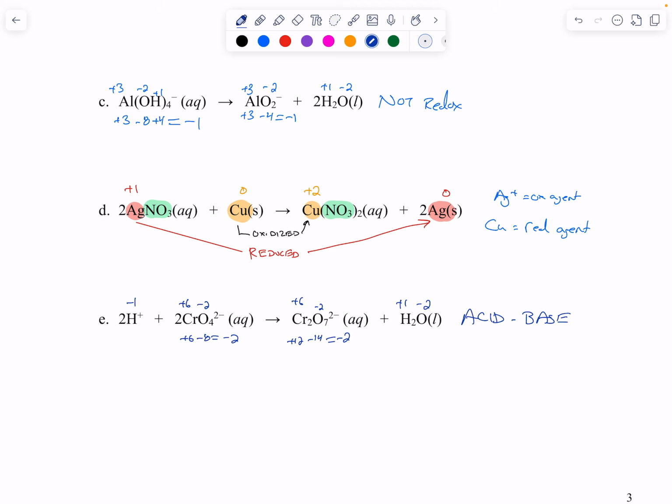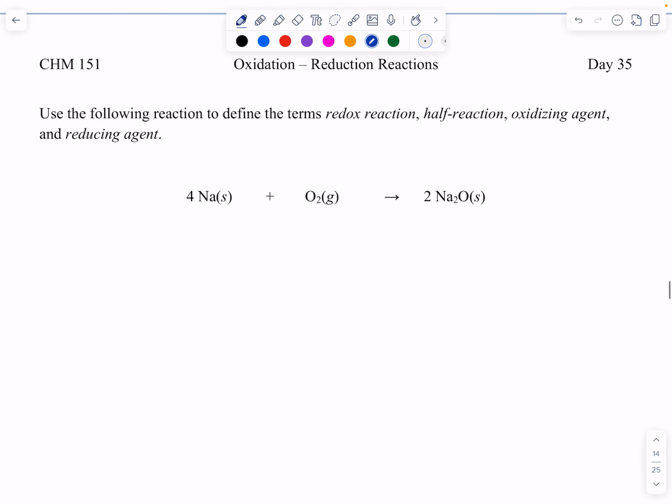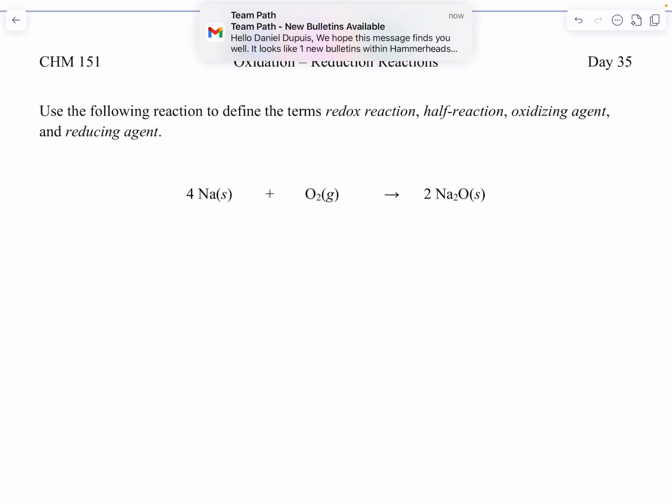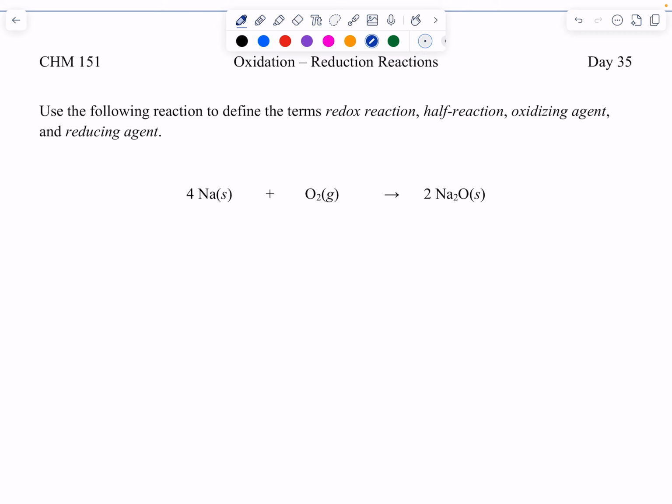All right. Boom. One more. I think this is our last problem. Oh, I didn't do not disturb. All right. So our last problem here. We have sodium, oxygen. So sodium is 0. Oxygen is 0. Sodium is going to be plus 1 in compound. Oxygen is minus 2. And that works out, right? And it's balanced. I want redox reaction.